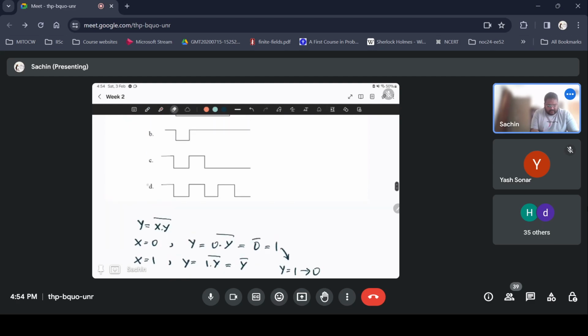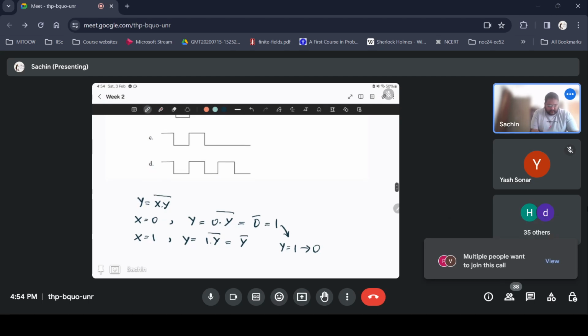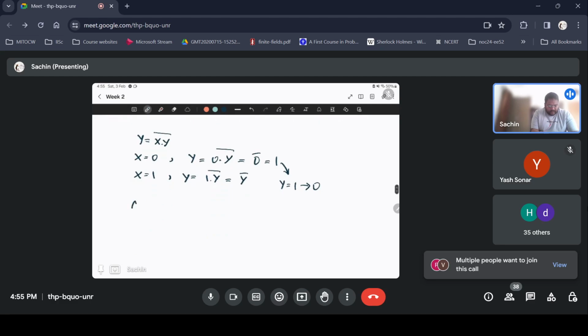So the correct answer is option D. The output keeps oscillating. Y is equal to y bar. Whatever you have as the output at one point of time, after some time it will just get complemented and come as the output. So this is called an oscillator because it's oscillating between two different values, 0 and 1. So the answer is option D.